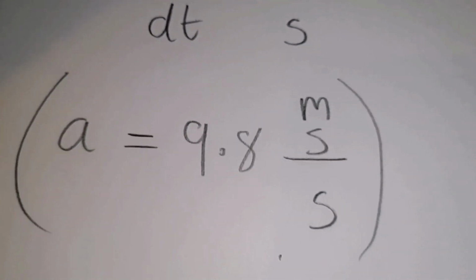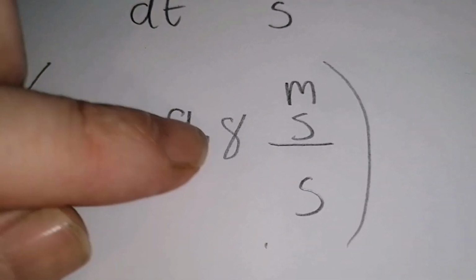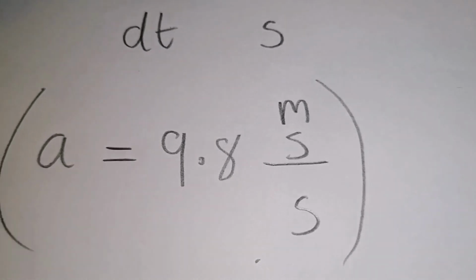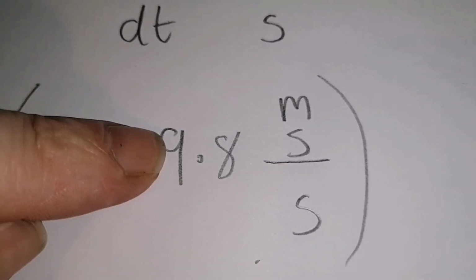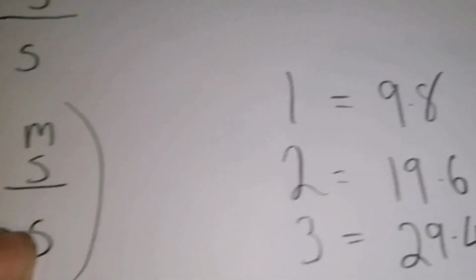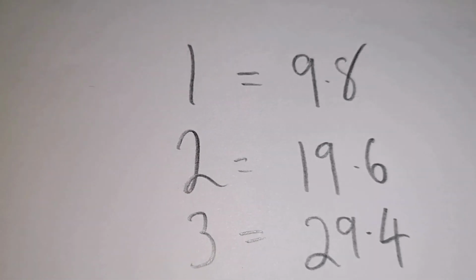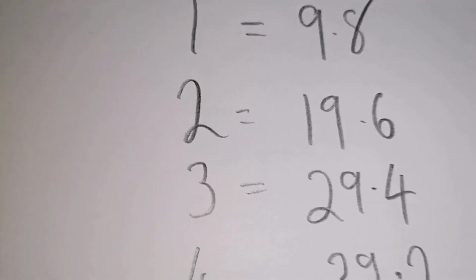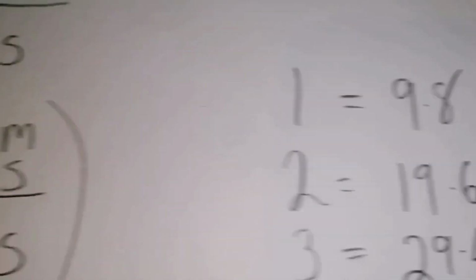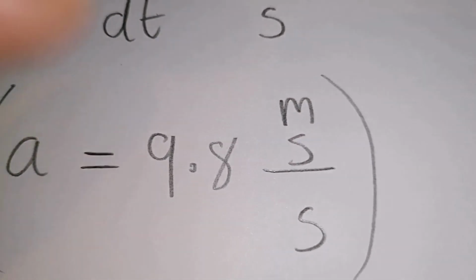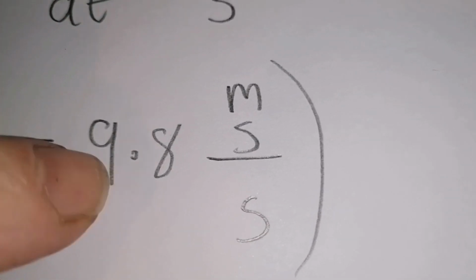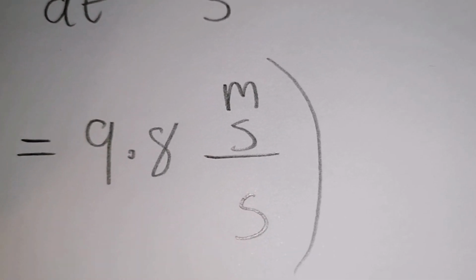So acceleration could be written in terms of gravity, 9.8 meters per second per second. So for every 1 second, your velocity increases by 9.8. If this was 1, it'd be 9.8. If this was 2, it'd be 19.6. If this was 3, and so on. So you're not squaring the seconds, you just times it by the amount of seconds. But what it's saying is for every 1 second, your velocity increases by 9.8 meters per second.